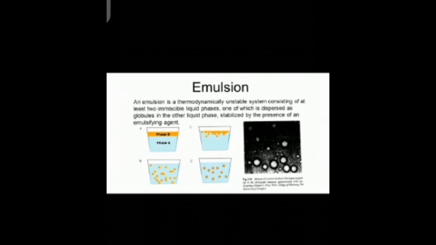And the last example is the emulsion. What is an emulsion? An emulsion is a thermodynamically unstable system consisting of at least two immiscible liquid phases, one of which is dispersed as globules in the other liquid phase. Both are liquid phases; one is suspended as globules in the other, so it is called an emulsion. These are some of the examples of suspensions which we use in our daily lives.